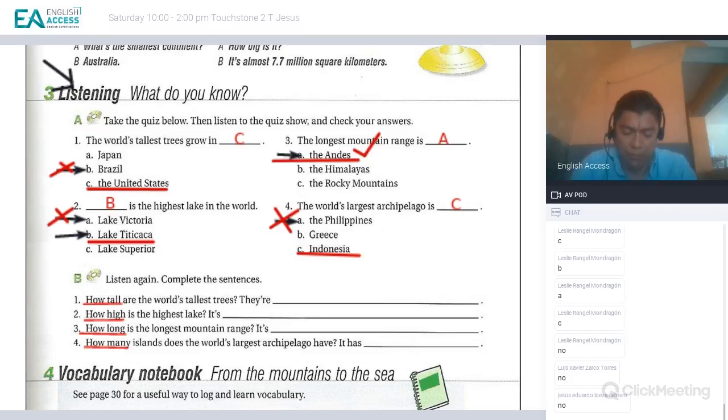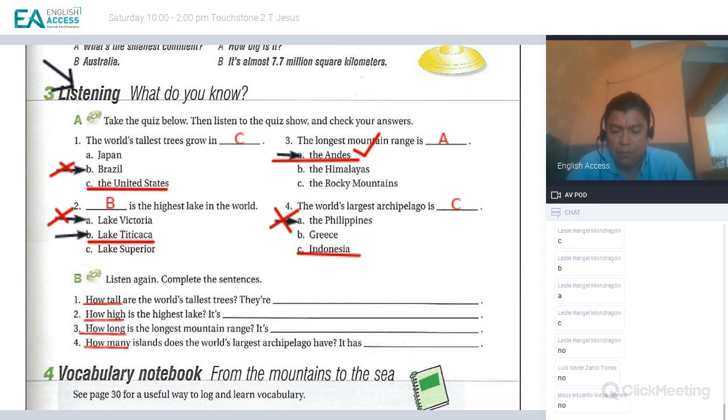Well, it's time to play What Do You Know? Maria, are you ready? Yes, let's play. All right. The topic of today's quiz is natural wonders. Here's question number one. What country has the world's tallest trees? Oh, I know. It's the United States. Correct!